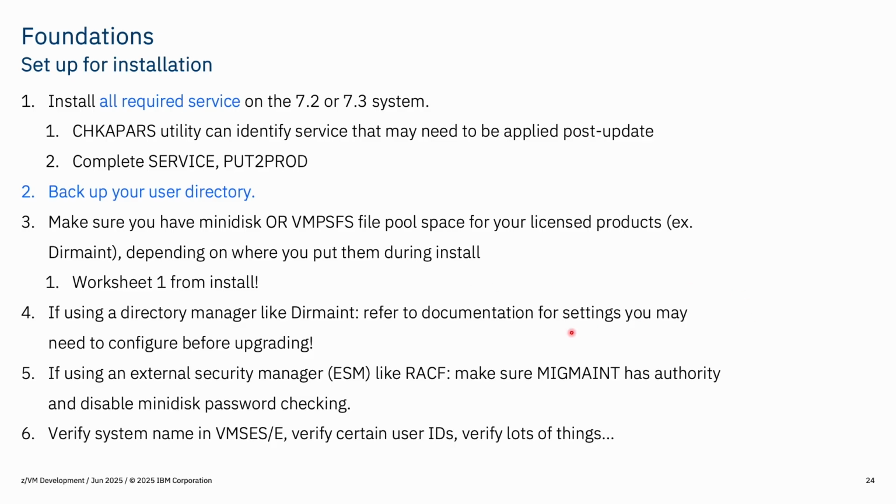If you're using a directory manager such as DirMaint, refer to that documentation. There may be configuration and settings that you need to update for the upgrade installation. For example, you might need to update your configuration files to include the new release volumes as part of your extents. If you're using an external security manager such as RACF, make sure that the MAINT user ID, where we're going to perform a lot of tasks for the installation, has authority and disable mini disk password checking.